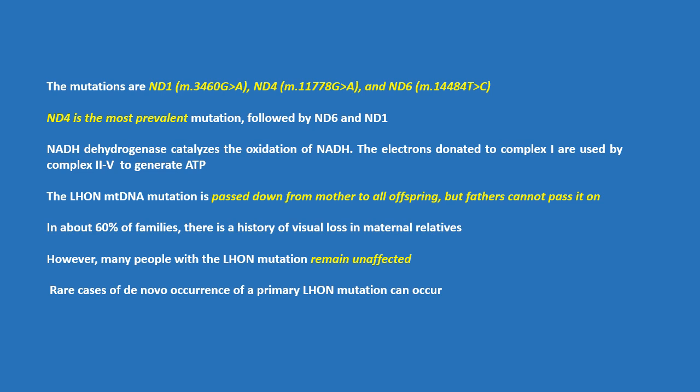The LHON mitochondrial DNA mutation is passed down from mother to all offspring, but the fathers cannot pass it on. In about 60% of families, there is a history of visual loss in maternal relatives. However, many people with the LHON mutation remain unaffected. Rare cases of de novo occurrence of primary LHON mutation can occur.